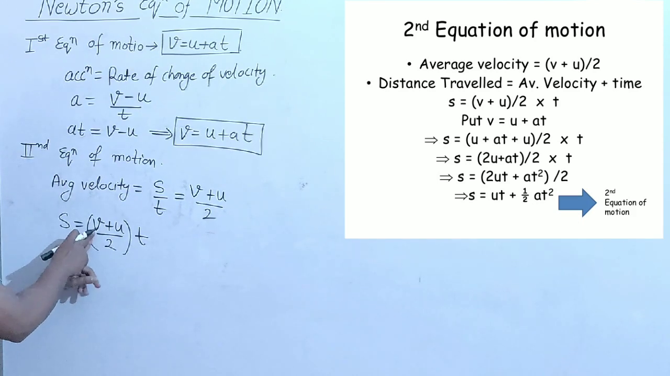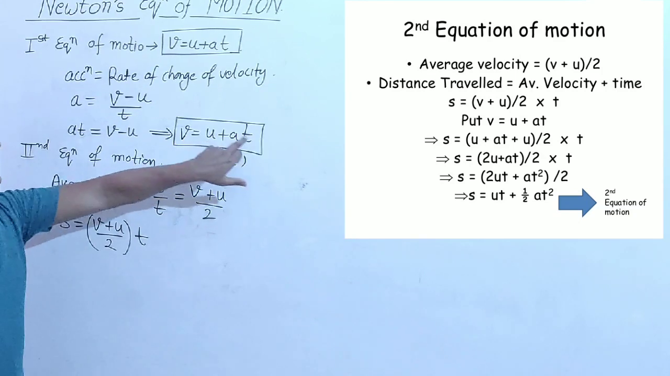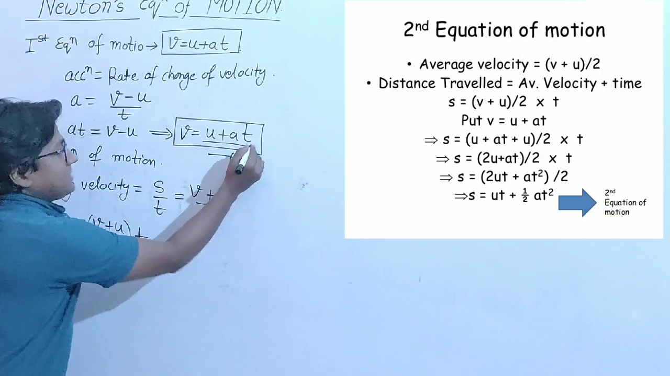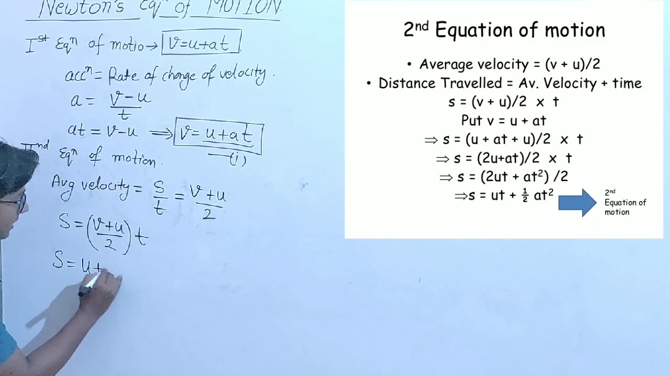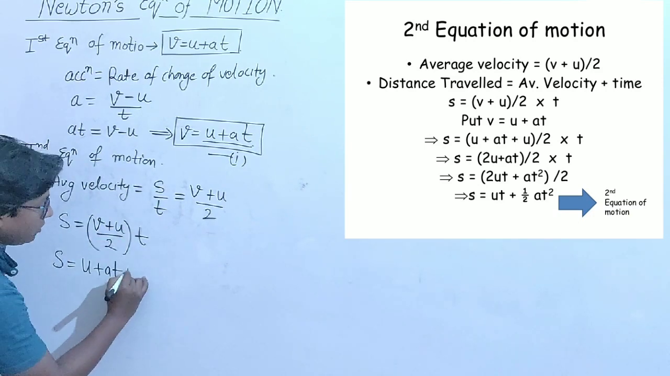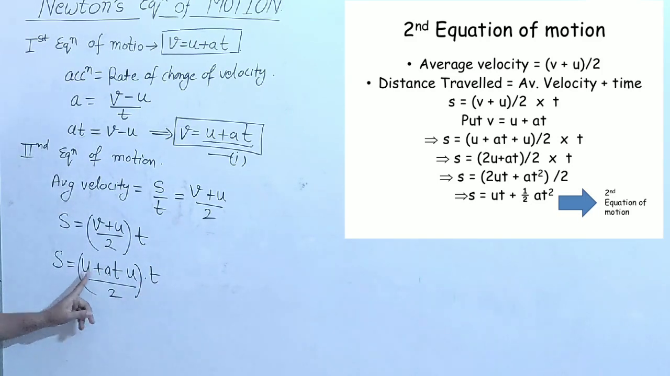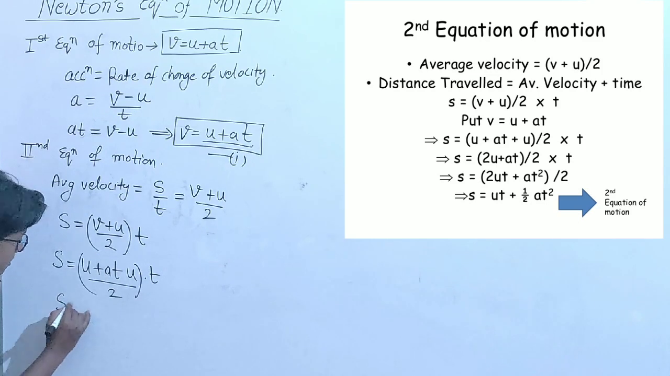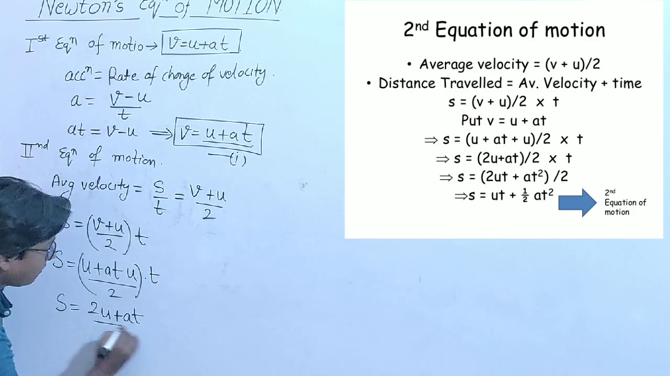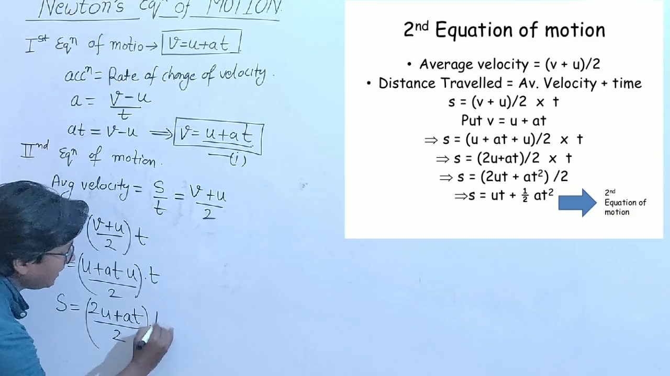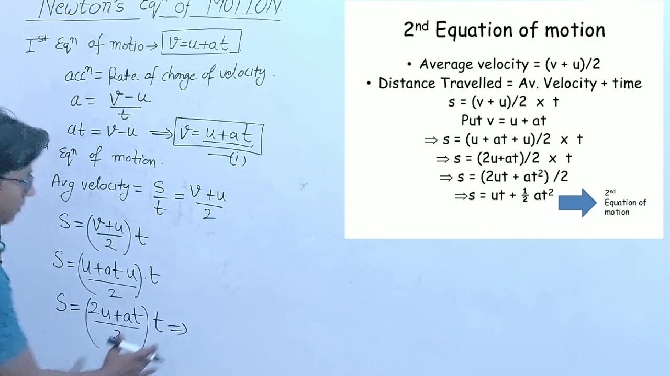As you know, S equals (V plus U) by 2 into T. We will place the value of V from the first equation of motion. The value of V is U plus AT. So S will be (U plus AT plus U) upon 2 into T. U and U become 2U. So S equals (2U plus AT) upon 2, multiplied by T.